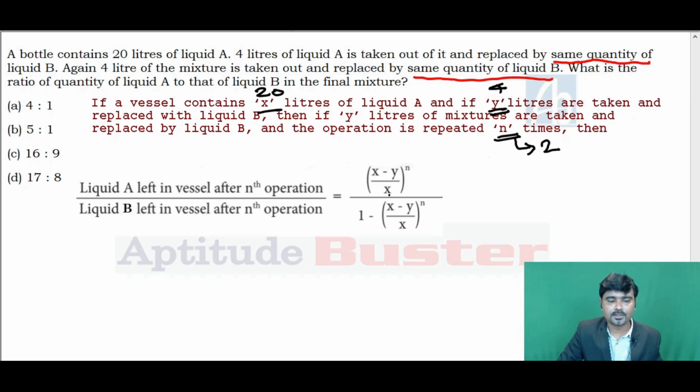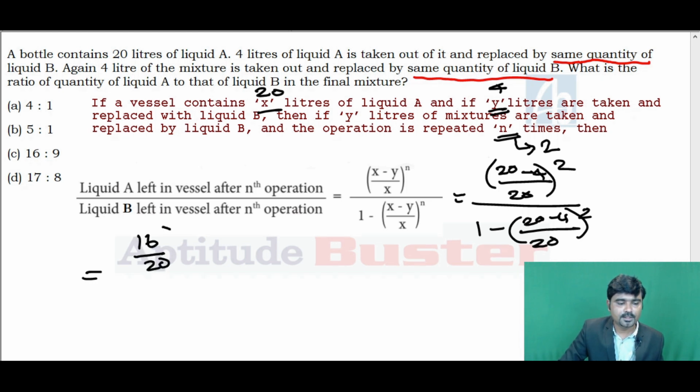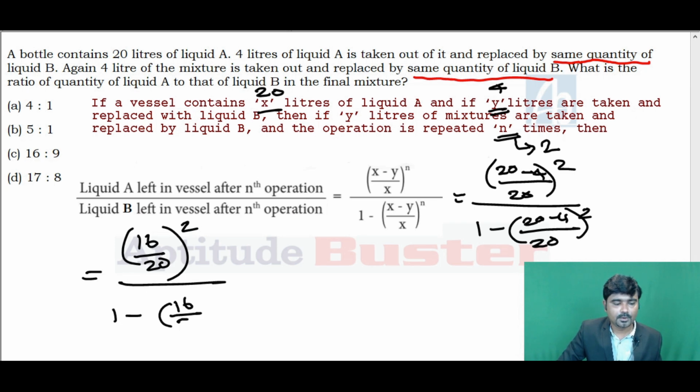Its formula is (X minus Y divided by X) power n divided by 1 minus (X minus Y divided by X) power n. Here we know the X value is 20. (20 minus 4 divided by 20) power 2 divided by 1 minus (20 minus 4 divided by 20) power 2. Have you understood? Here 20 minus 4 is 16, (16 divided by 20) square divided by 1 minus (16 divided by 20) square.